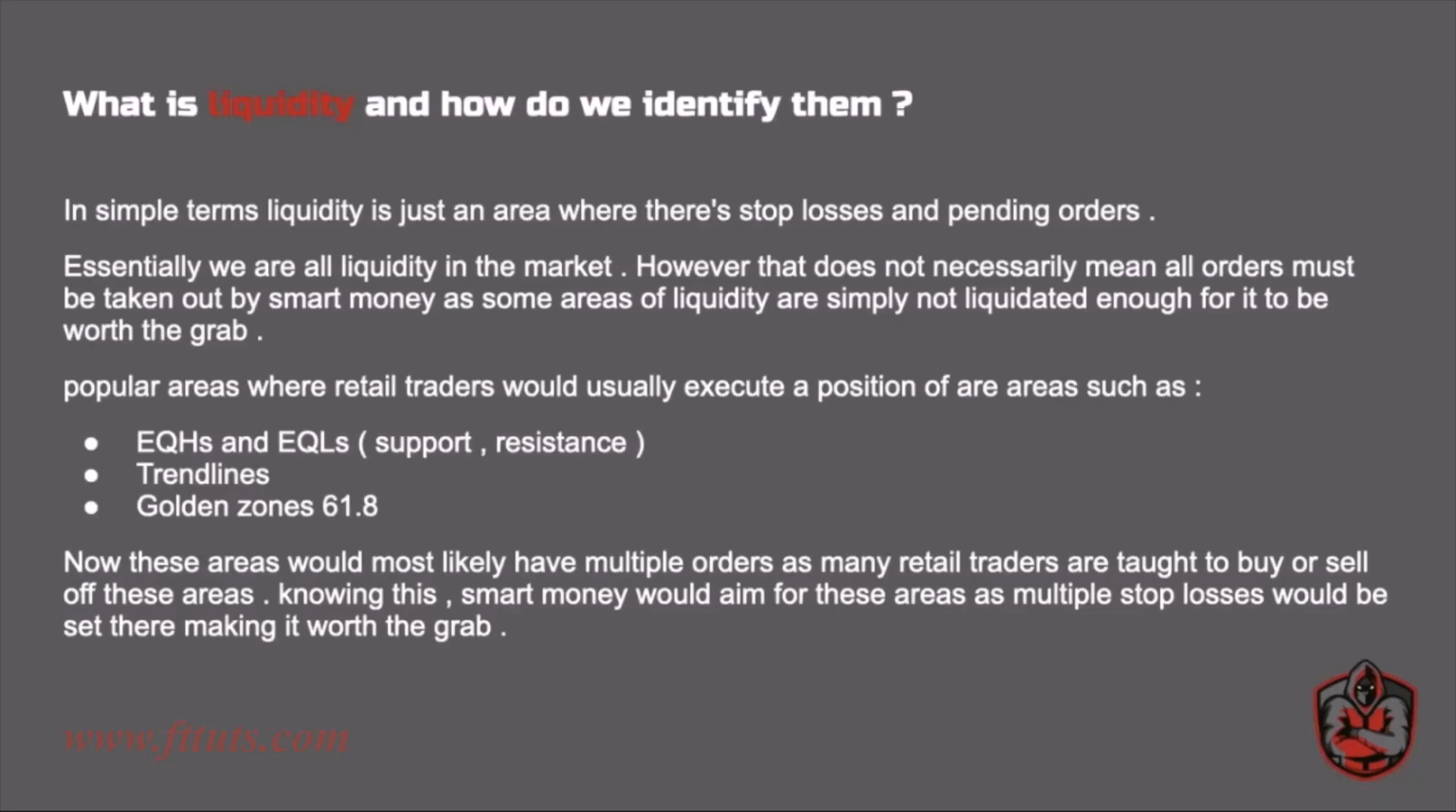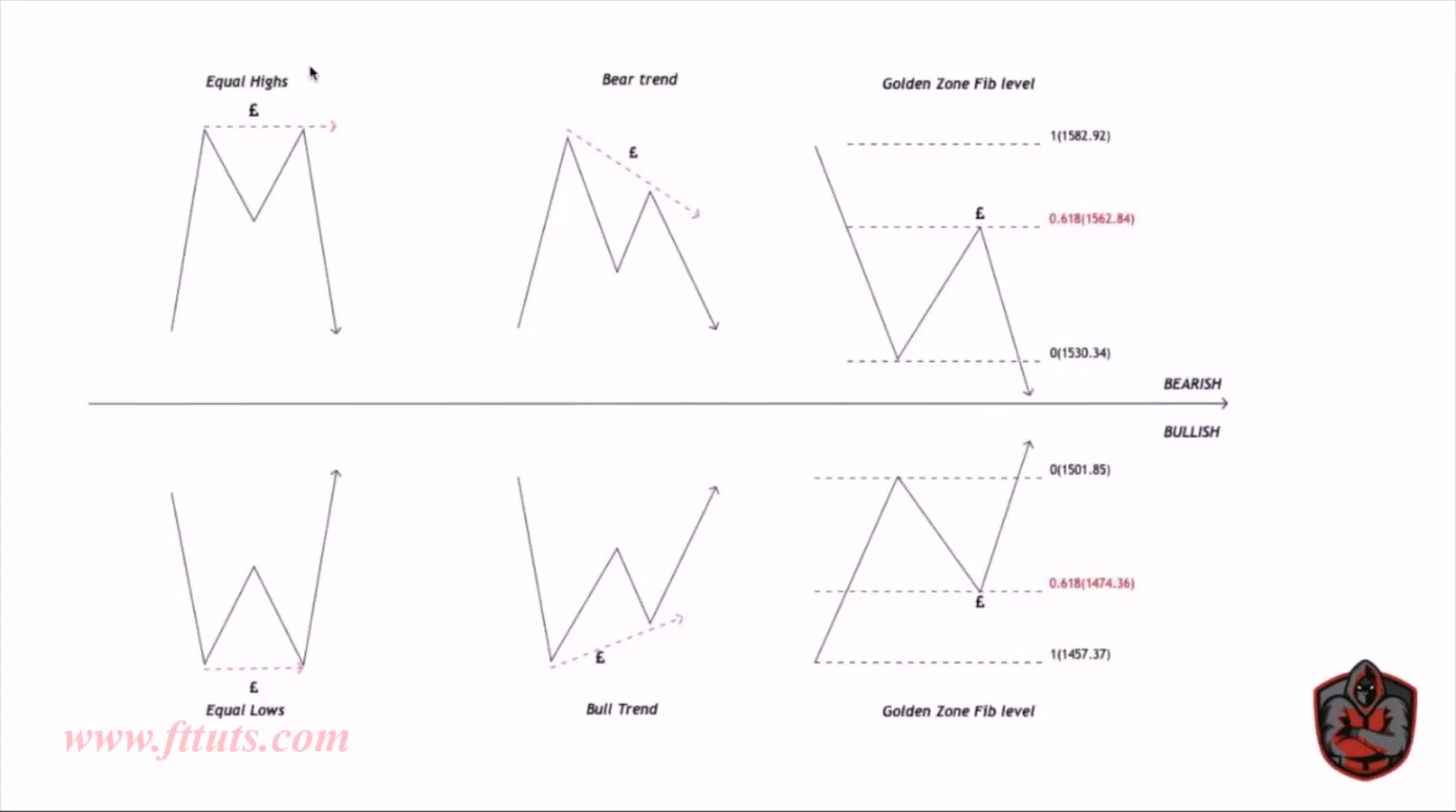Now, if I go back to the last slide, remember when I was talking about the popular areas where retail traders would usually execute their positions? Those are areas of what we deem as liquidity in the market. So we have our equal highs, our areas of double tops and resistance. When we identify these levels, we mark that out as an area of liquidity. Same thing for equal lows. When we identify double bottoms or areas of support, we identify that as liquidity.